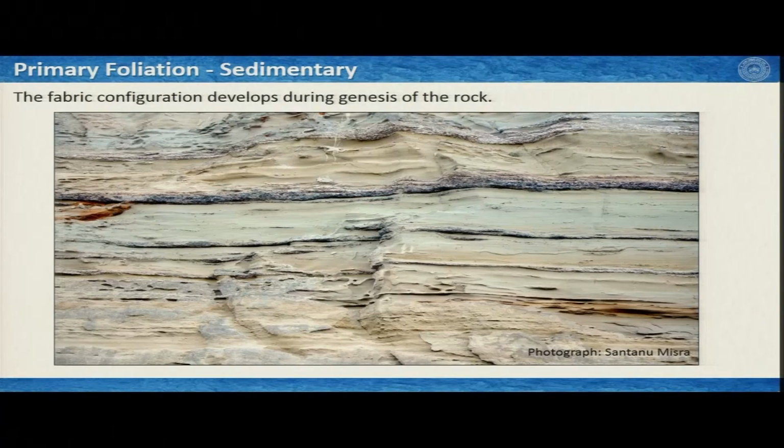And as you can see in this image, these are some layers I am marking. These layers are defined by coarse grains, whereas these areas are defined by fine grains. Their compositions are also different, that is why the colors are different, but these alternating coarse and fine grained features are also very characteristic of sedimentary rocks, and therefore, these do define primary foliation in your sedimentary rock.